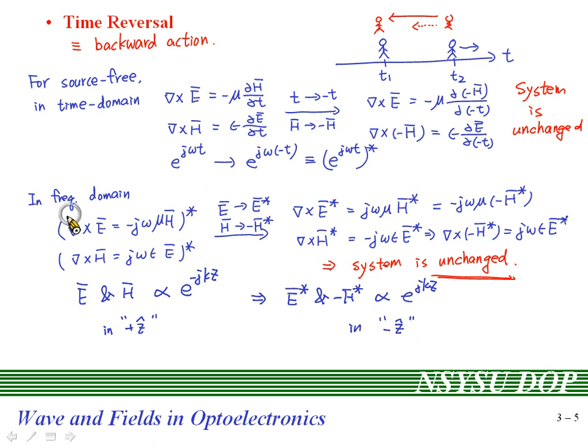So in the frequency domain, as you take the conjugate of the system, all the fields will propagate from the positive direction to the negative direction. That's why we said backward action. So in the frequency domain, taking the conjugate equals taking the time reversal in the time domain. Okay?